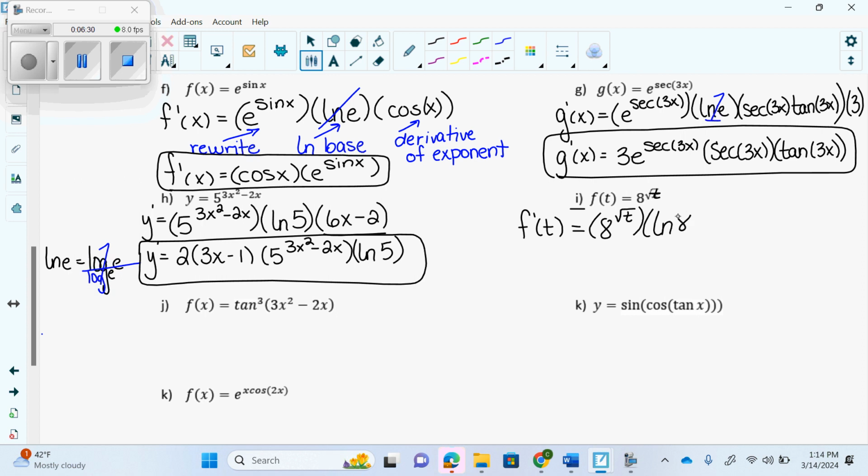Ln of 8. Now, that's t to the half, technically, correct? So I have to follow behind with the derivative of the exponent. What's the derivative of t to the half? 1/2 t to the negative 1/2.